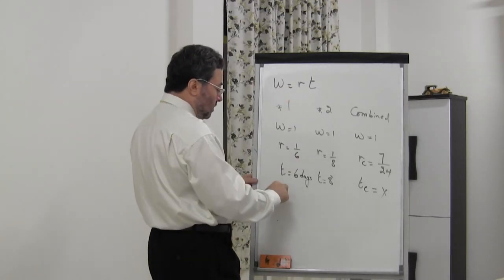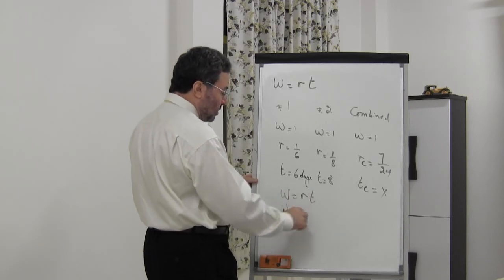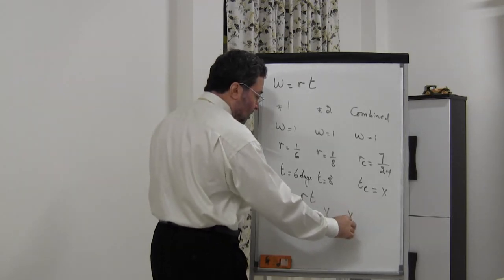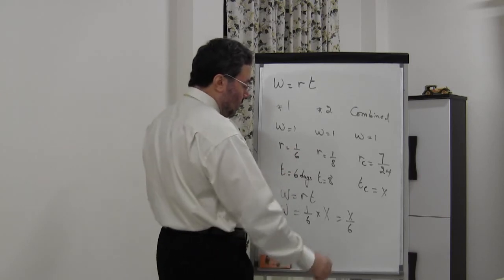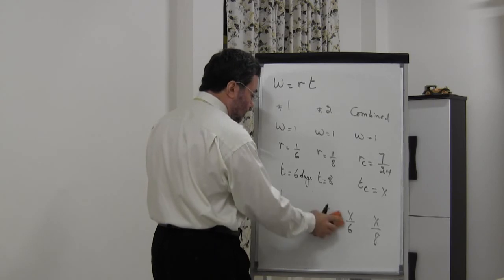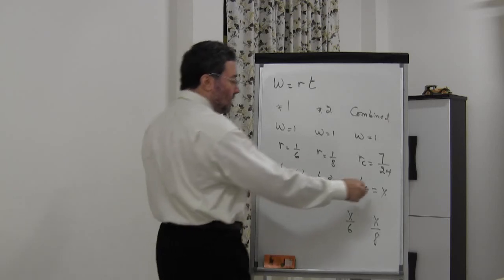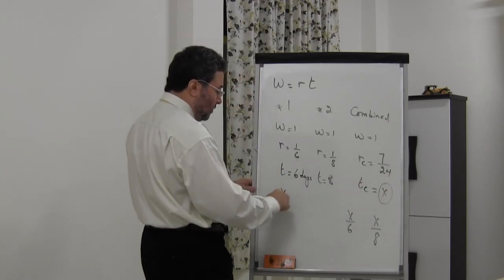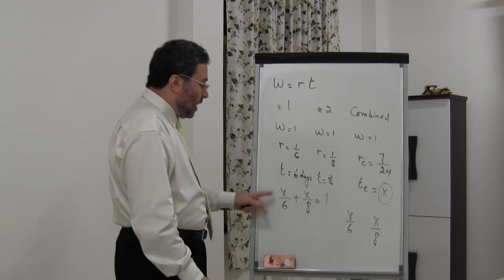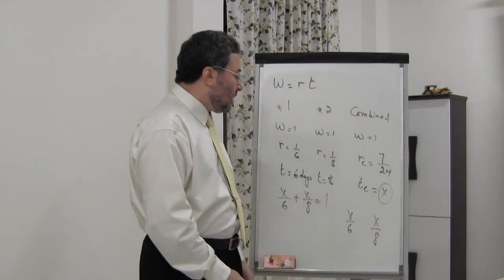And so we apply the formula, W equals RT, and how much work he can finish is 1 over 6 times x, and that will be x over 6. The other guy the same, he will finish x over 8. Together, they will finish one job in that time. So x over 6 plus x over 8 equals 1. And if you solve this as they have done in the book, you're going to get the same answer as we did before.